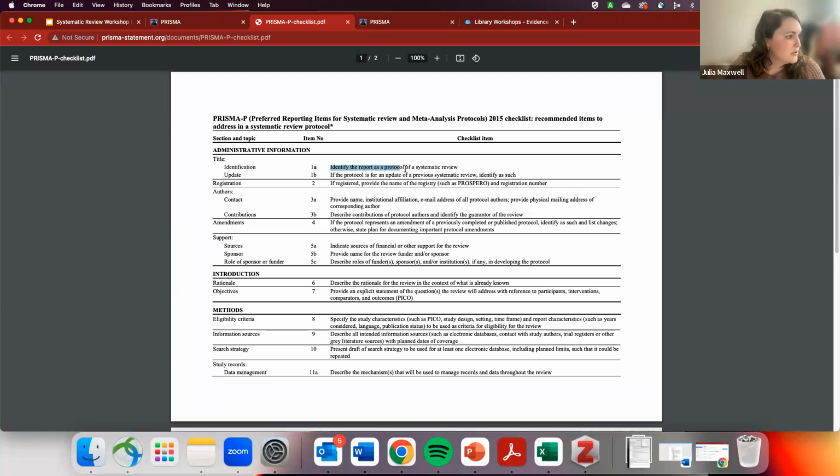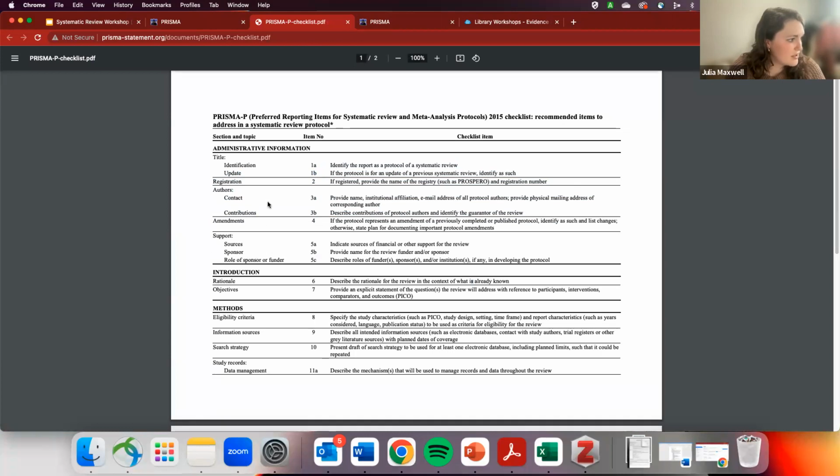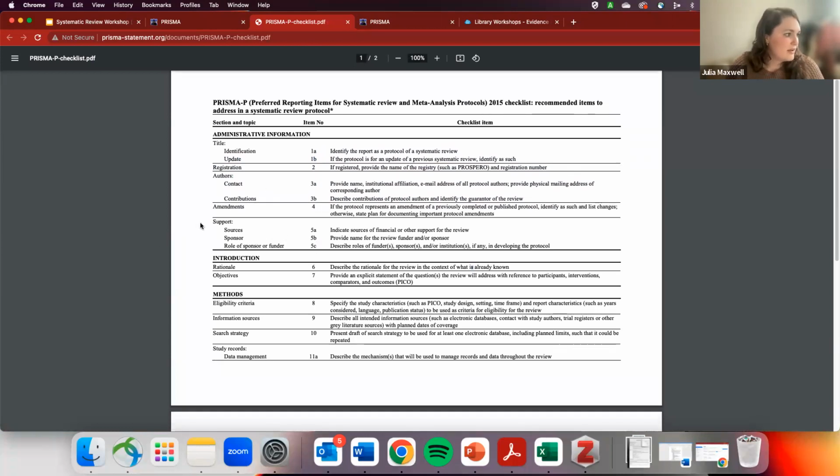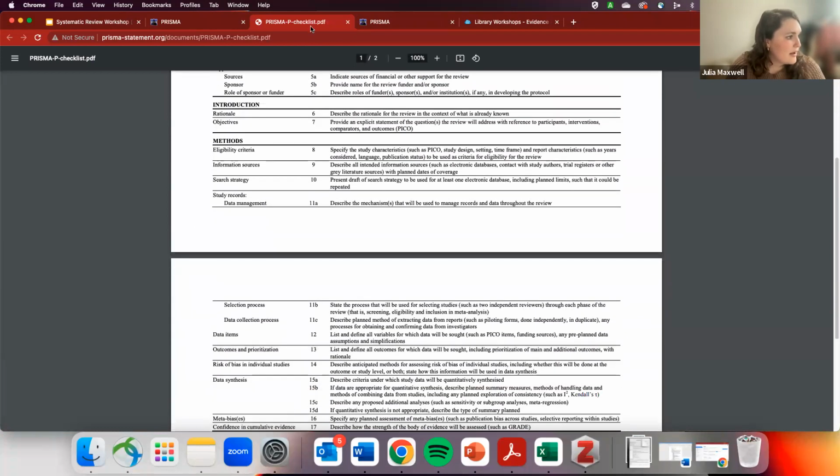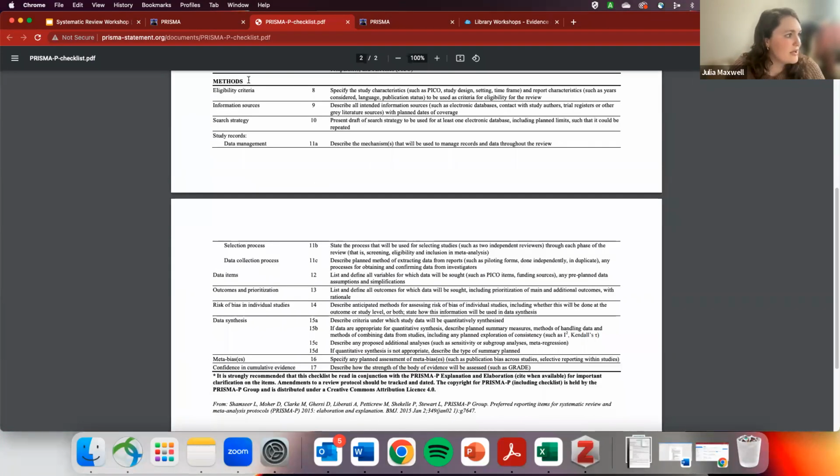So it talks about the authors, the contact information, any funding or support. Then we get into rationale and objectives. You set your criteria, you put one search strategy draft.